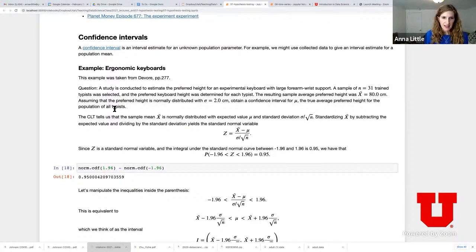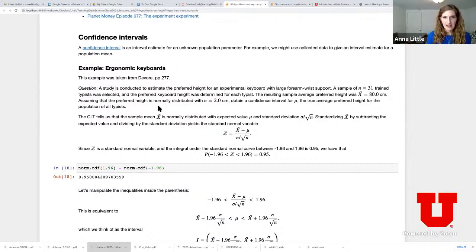A study is conducted to estimate the preferred height for an experimental keyboard with large forearm wrist support. A sample of 31 trained typists was selected, and the preferred keyboard height was determined for each typist. The resulting sample average preferred height was an x-bar of 80 centimeters. Sorry, to be consistent with my notation in the previous lecture, I should have made that a little x-bar because I was using little x-bar for an actual sample mean. So make that a little x-bar.